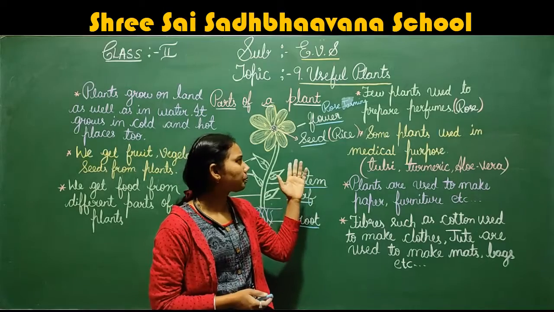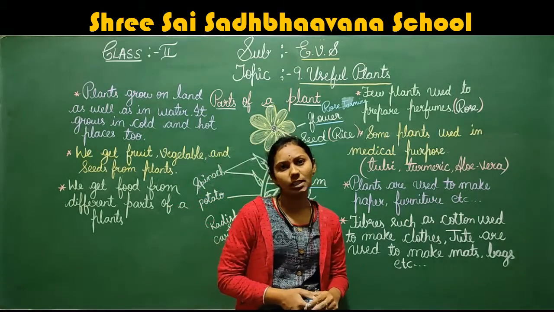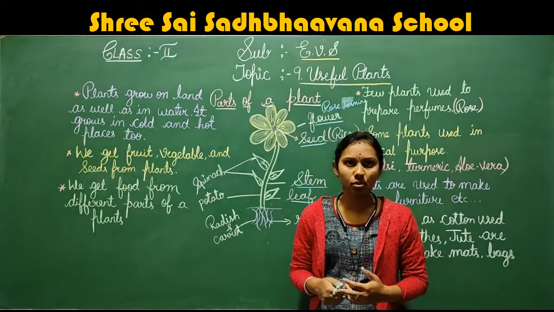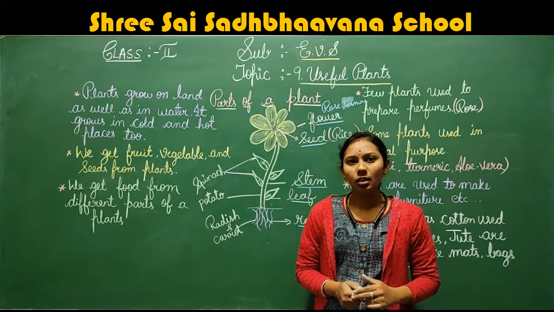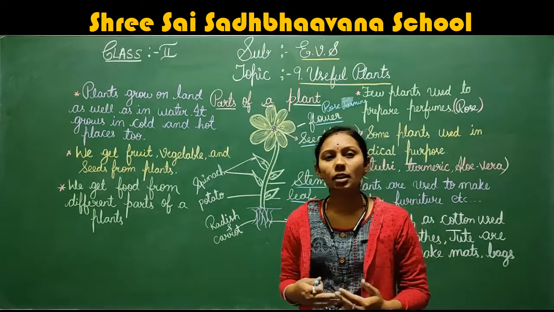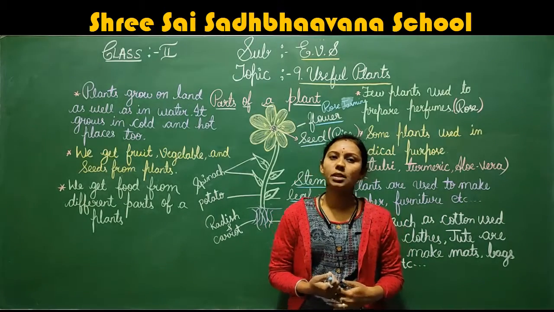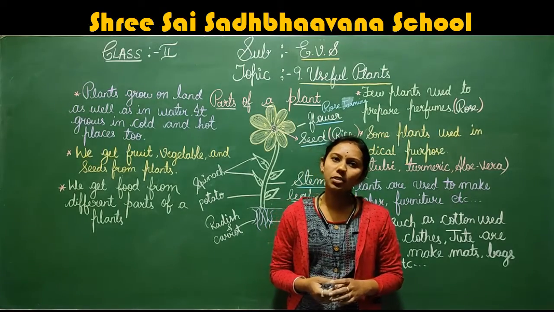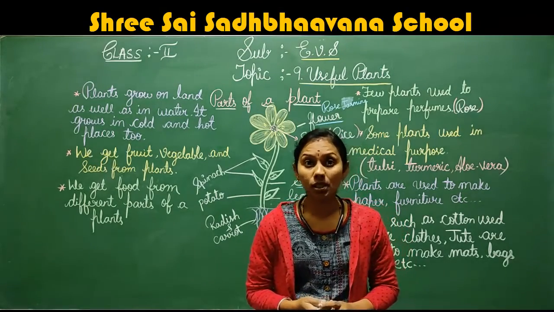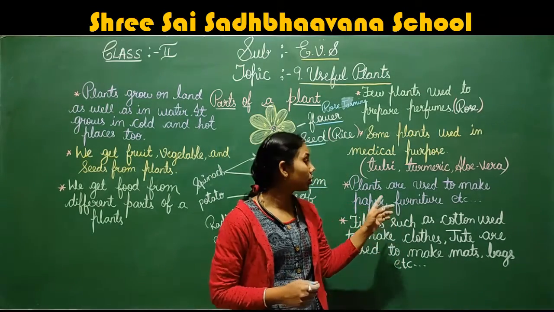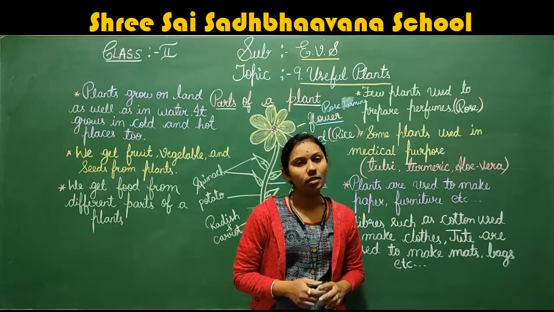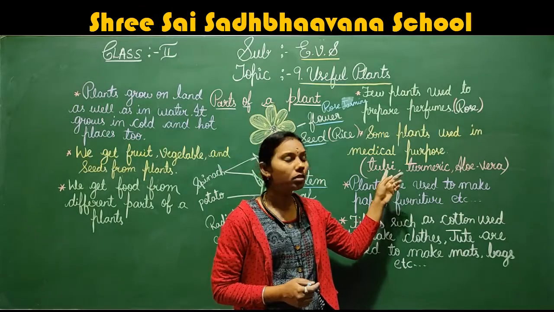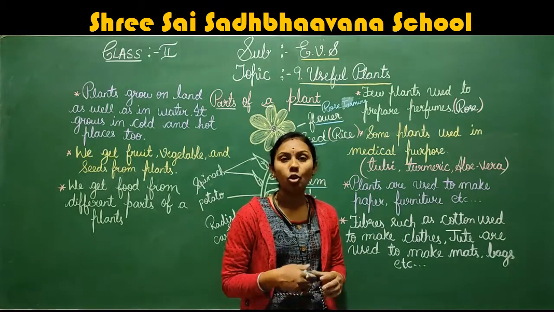Got it? Next, some plants are used in medicines. For example, I'll say home medicine first. If you get a cough, what is your mother going to do first? What will your parents do? When you have a cough at home, what medicine will she give first? Yes, she will give the tulsi. Tulsi, okay? Tulsi is a plant, right? That she is going to give for cough and cold.